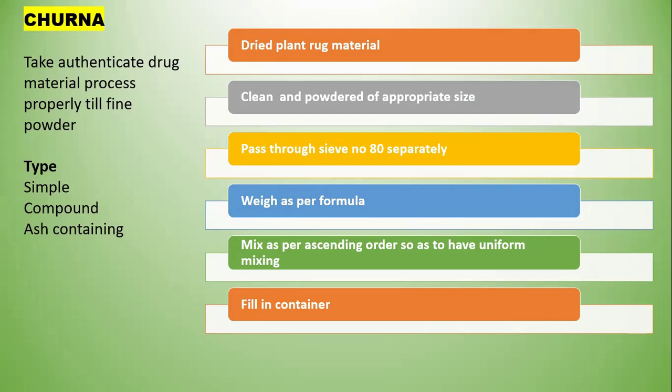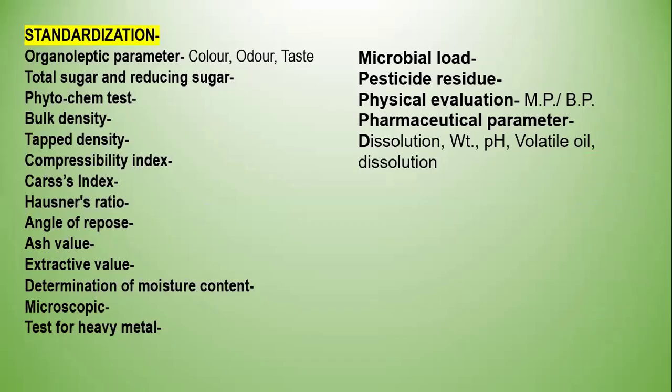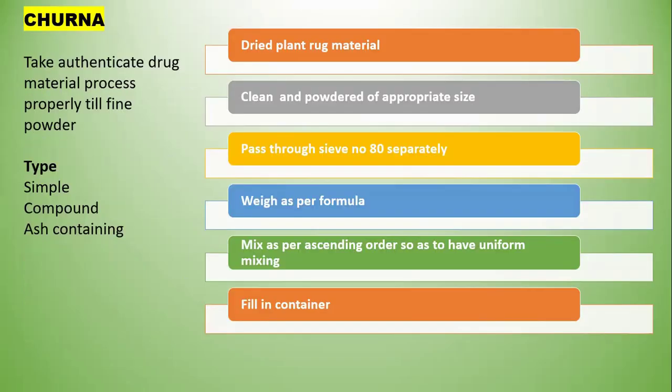Next is the ash containing type. If the formulation contains some minerals or heavy metals, then for their addition we convert that particular mixture into ash form, like bhasma. That is known as an ash containing churna. In this formulation, all the drugs that are added should be authenticated.